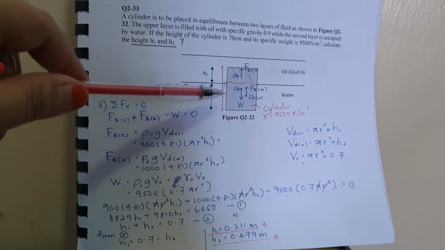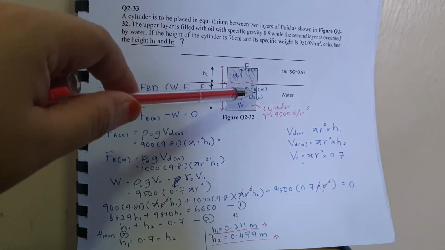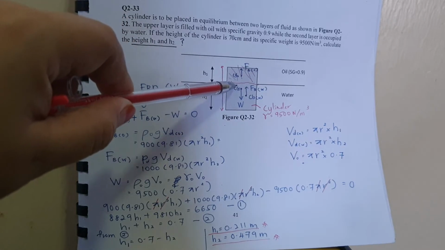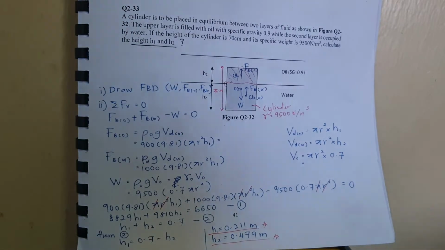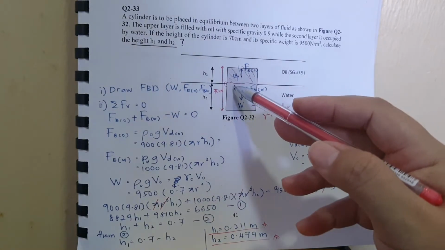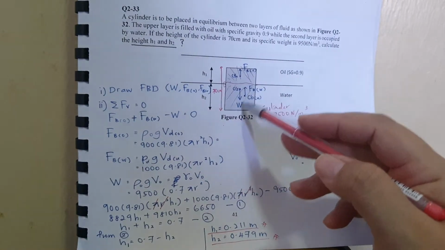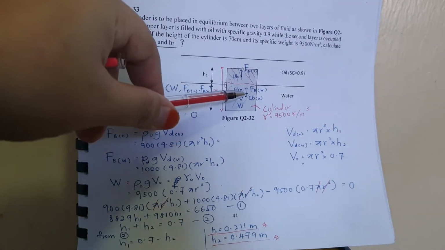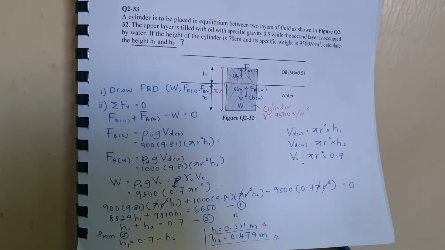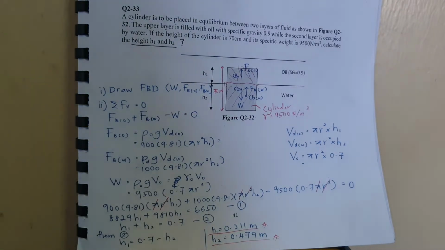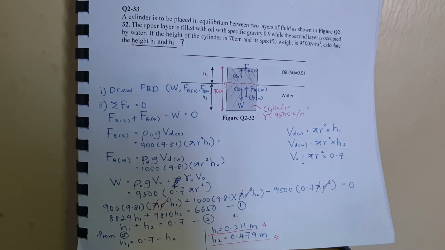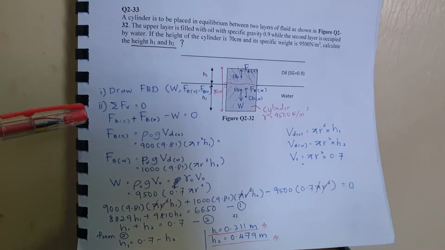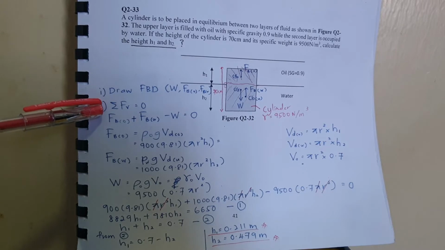So where is the FB of water? Because the volume displaced in water is here, this is the volume displaced in water. Okay, only this part. So FB of the water is at half of the H2, upwards. Okay, so that one is first step, draw free body diagram. So now we have three forces: buoyancy due to oil, buoyancy due to water, and also W downwards. Okay, step number 2, do summation of force in vertical direction equal to 0.